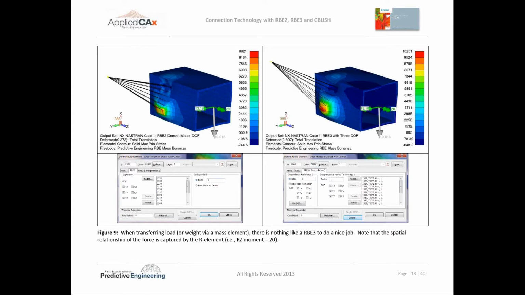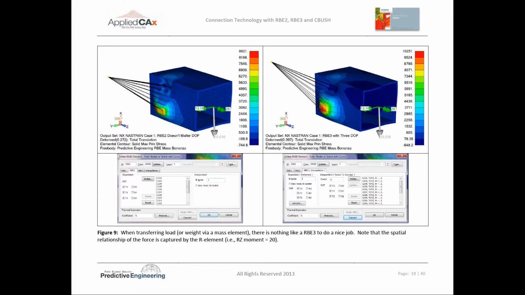This is where we have a mass at the end of this multi-point constraint setup. This is an RBE2 on the left. And no matter what you do, oftentimes you always get splotchy stresses. It just grabs, it doesn't smooth because it's rigid. It's imparting rigidity to the structure.